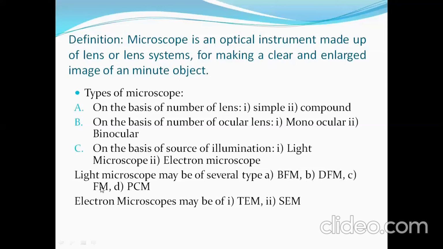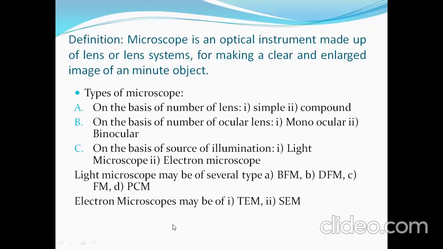Number three is the fluorescence microscope, which you will obviously use in your future work. Another very important one is the phase contrast microscope. These four are the main basic types of light microscope, which we regularly use in our laboratory. Next, we pass on to the electron microscope.